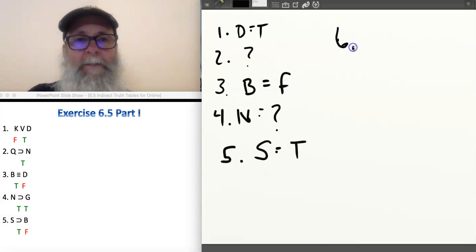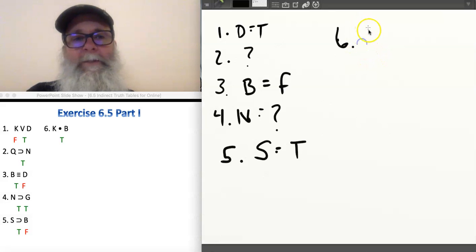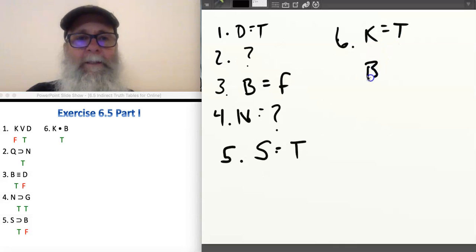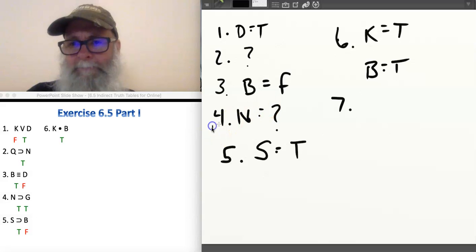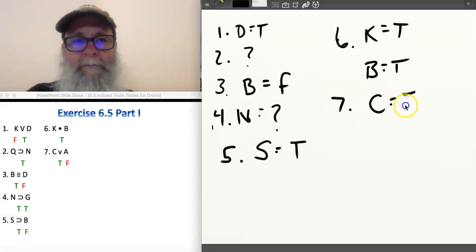All right, now for 6, if the dot is true, then there's only one way for that dot to be true, and that's when both K is true and B is true. Okay, so for number 7, if you tell me the wedge is true but A is false, that means that C has to be true.